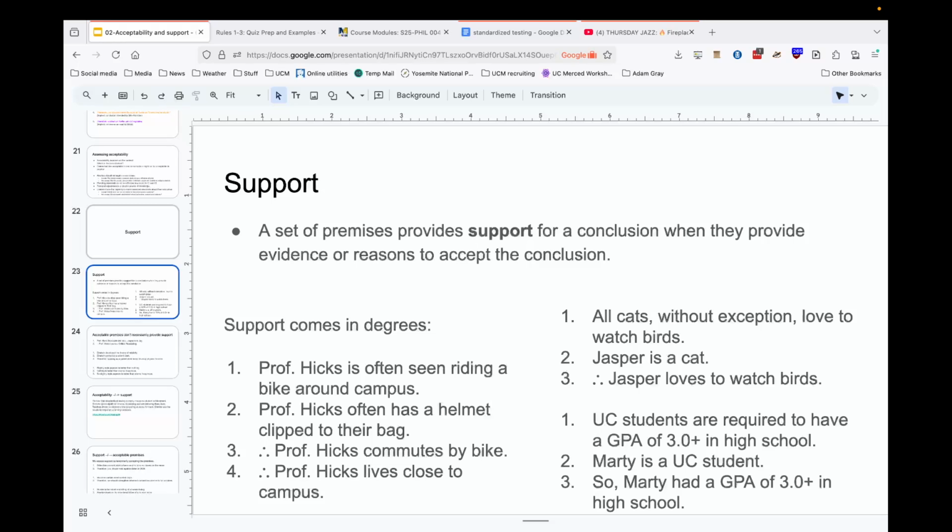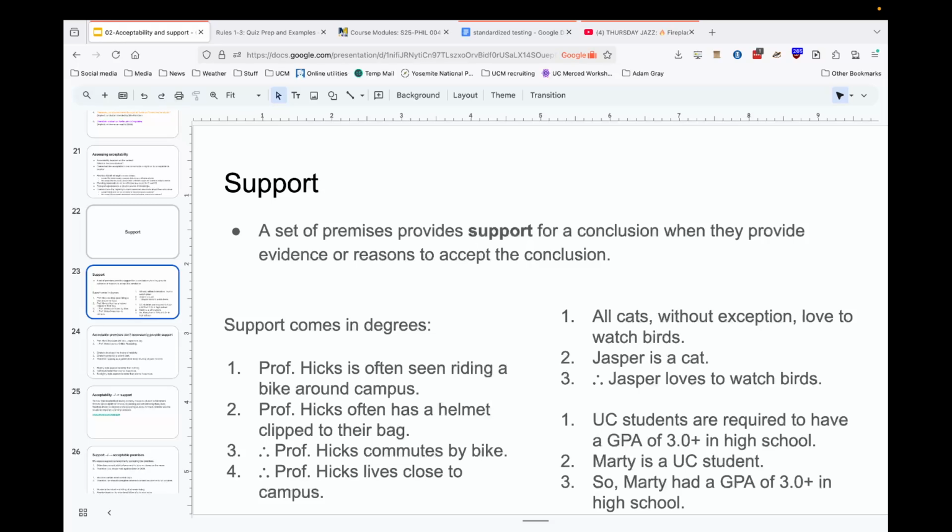Contrast that with the two other arguments on the right-hand side. First, all cats, without exception, love to watch birds. Jasper is a cat, therefore Jasper loves to watch birds. If we accept that first premise, literally, without exception, all cats love to watch birds, and that Jasper is indeed a cat, then we get an absolute guarantee that Jasper loves to watch birds. It's basically impossible for those premises to be true and the conclusion false. So here, these premises, if we accept them, provide very strong support to guarantee their conclusion.